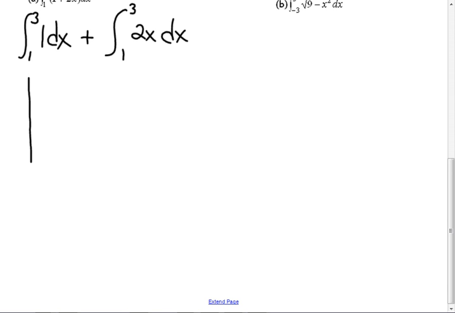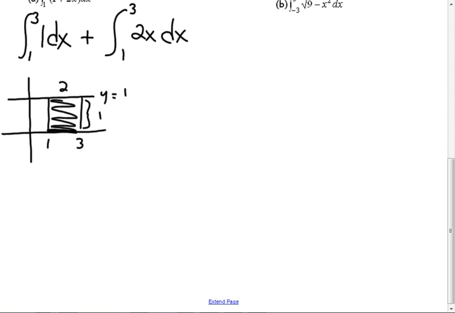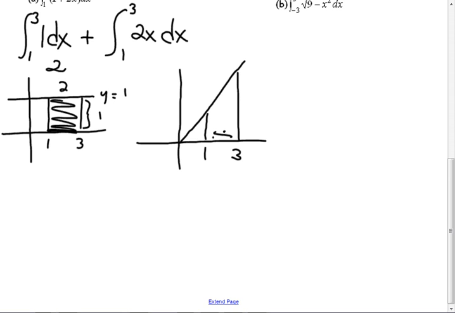Graph it. It's going to be y equals 1 from 1 to 3. So this base is 2, and the height is 1. What about this one? If I graph y equals 2x, you've got to be careful. You're not starting at 0. I'm going to go from 1 to 3. So I want this area. Remember the formula? For trapezoids, it's 1/2 times the height, times the sum of the bases. I'm not going to count squares now.